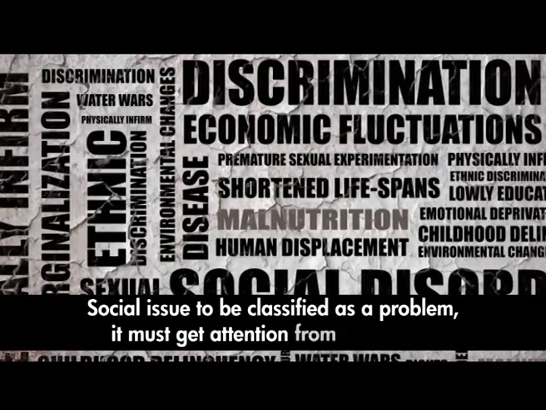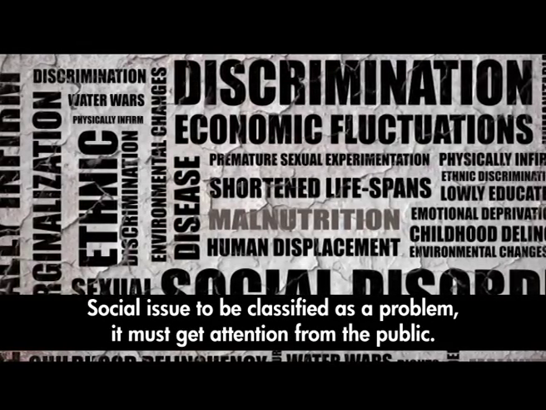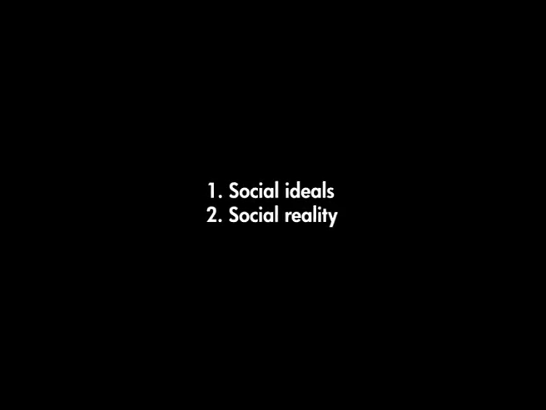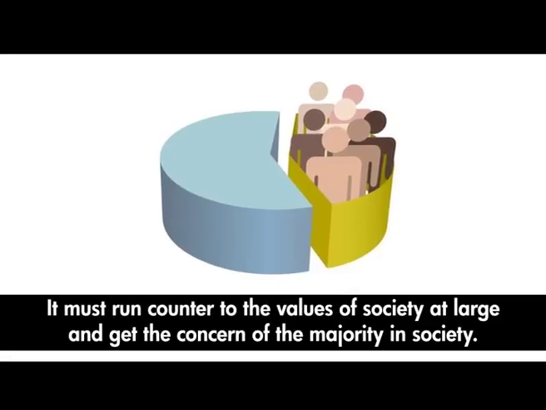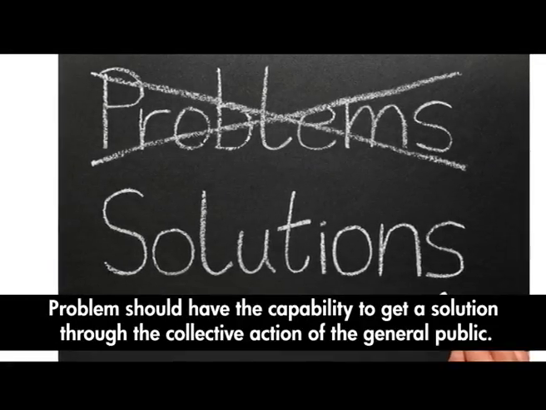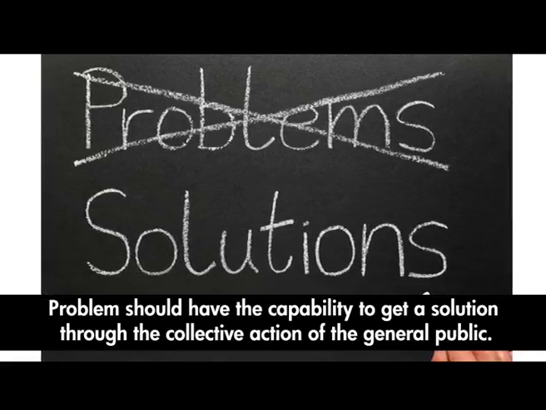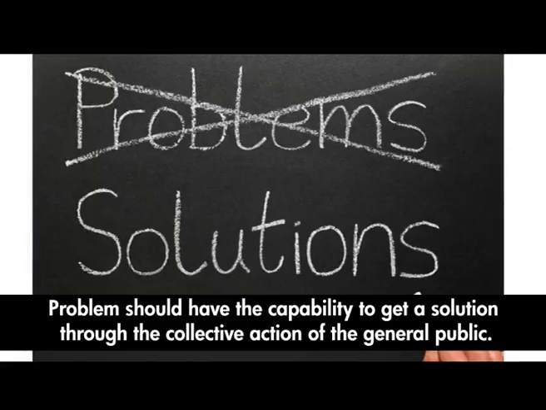For a social issue to be classified as a problem, it must be getting attention from the public. There must be some public outcry about the issue. The issue must also have a gap between social ideals and social reality. It must run counter to the values of society at large. It must also get the concern of the majority in society. The condition that is to be called a problem should have the capability to get a solution through the collective action of the general public.